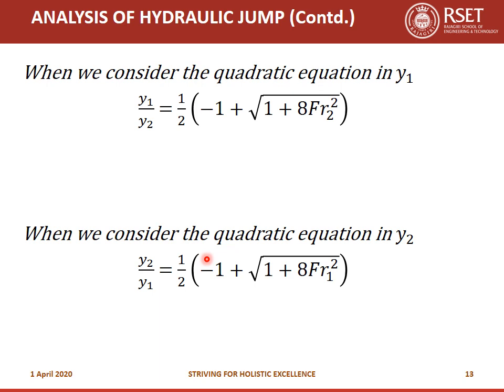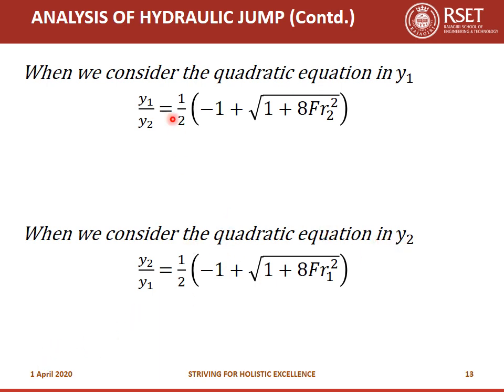Sometimes in the university exam, they can ask you to prove that y2 by y1 is equal to half into minus 1 plus root of 1 plus 8 Fr1 squared. So you should know which form of the quadratic equation you should choose in order to end up getting this answer. If they are asking you to prove the non-dimensional equation of hydraulic jump, you can prove either y2 by y1 or y1 by y2 equal to the respective equation. However, if they have specifically asked you to solve one of these forms, you should know which quadratic you should take, whether the quadratic equation in y1 or in y2.